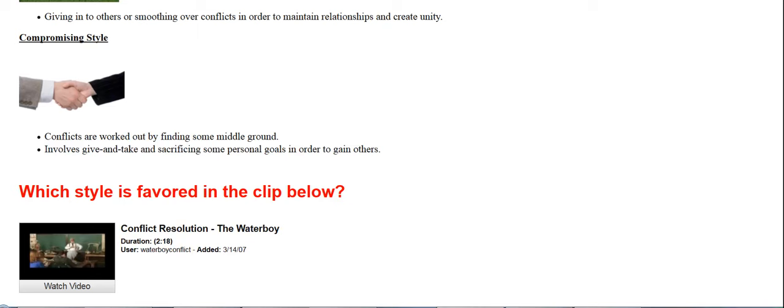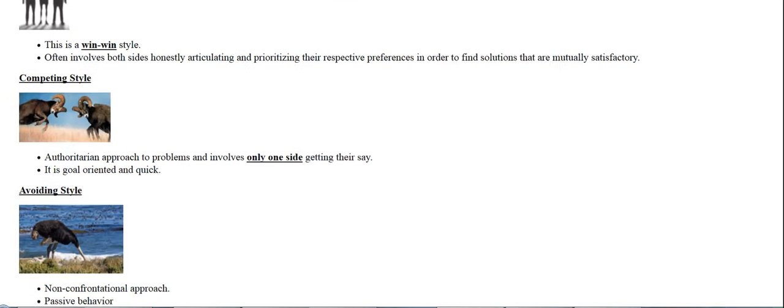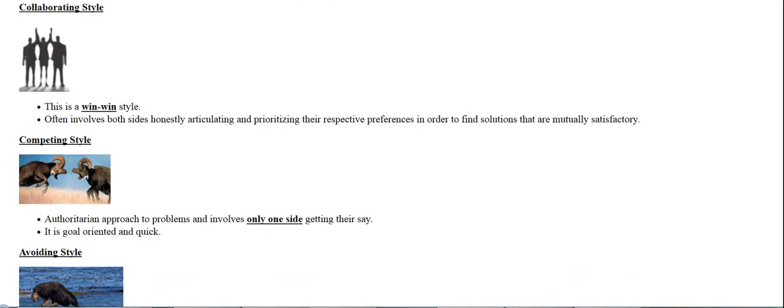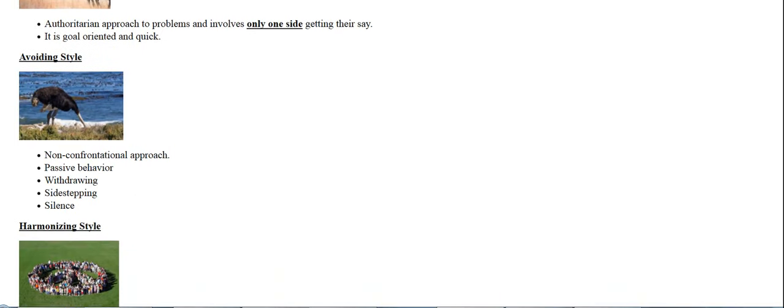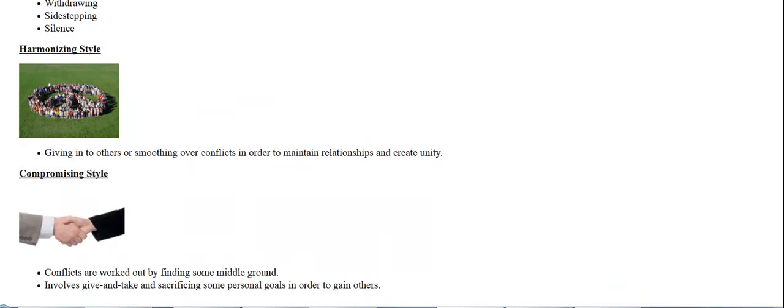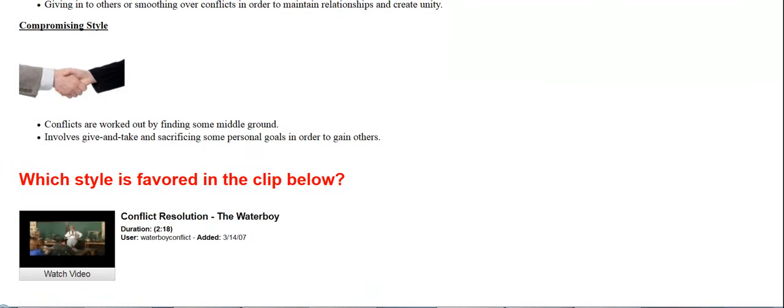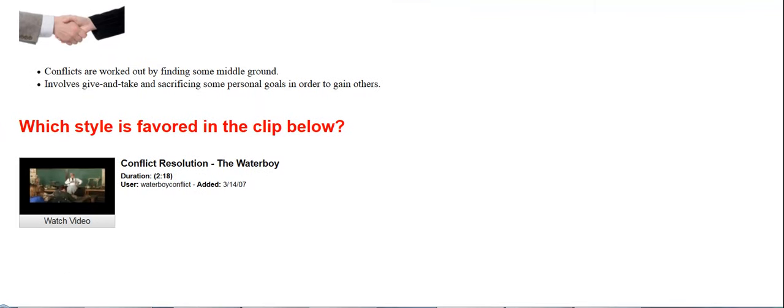Okay? So these are the most common styles of conflict management. Again, that's collaborating, competing, avoiding, harmonizing, and compromising. See once you take the quiz what style you tend to be. And then if you have a moment, check out this clip from The Waterboy. I know it's a classic and many of you have seen it or at least heard of it. It's only 2 minutes and you can find it on YouTube very easily. And tell me, what style of conflict resolution does The Waterboy use?